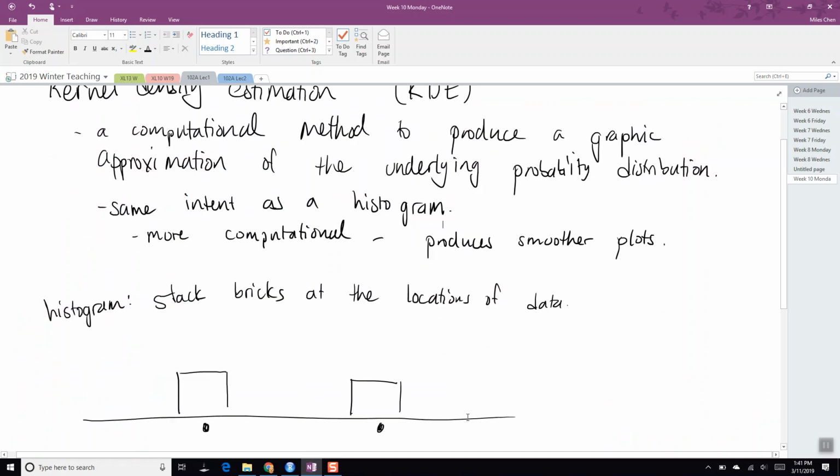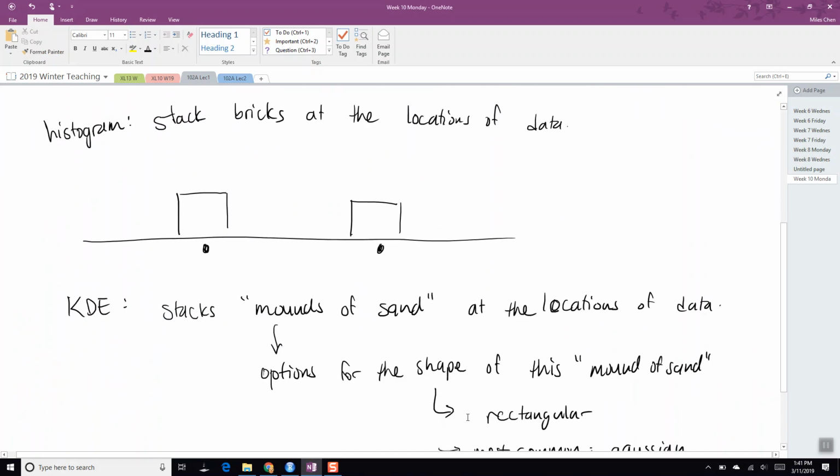And so if you think about what a histogram does, it basically looks at the data points, and where it finds a data point, it stacks bricks at each location of a data point, okay? And it says, within this interval, there were 5 data points, so we're going to stack 5 bricks on top of each other, and we get a bar that's 5 units high. And now the next interval, there's like 10 data points, and we're going to stack 10 bricks on top of each other, and we're going to get a bar that's 10 units high. Okay?